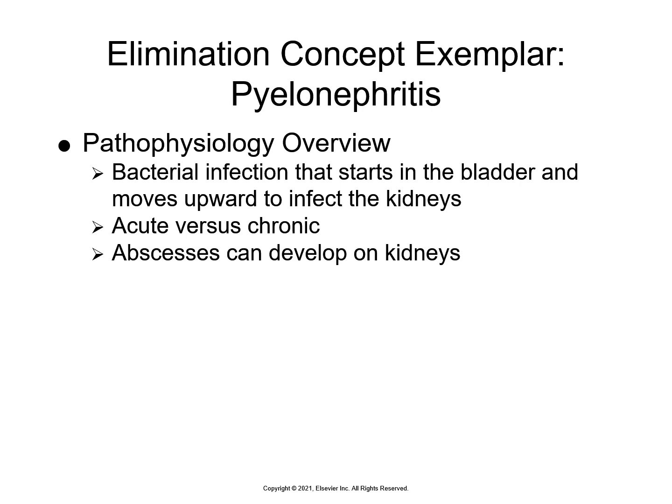pyelonephritis can occur. A pyelonephritis is a bacterial infection that will start in the bladder and it moves upward to infect the kidney itself. So this is a much more dangerous illness to have than a UTI. This is in the kidney itself. You can have acute versus chronic, and also know that abscesses can occur on the kidney.